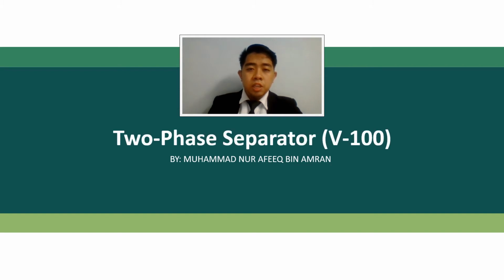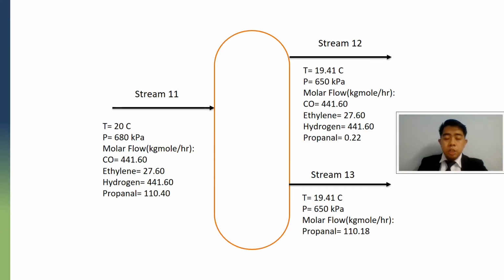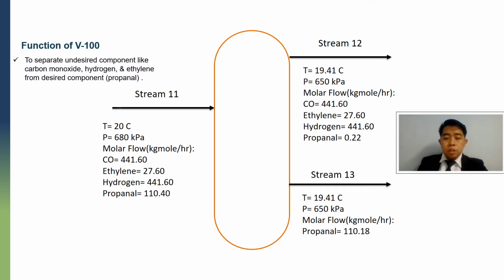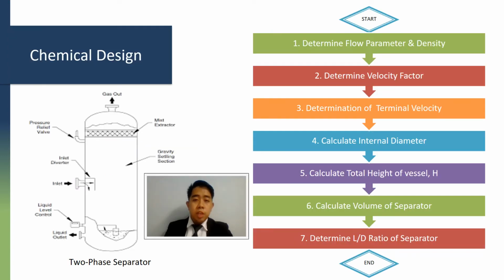Assalamualaikum and good morning. My name is Muhammad bin Amran and I'm going to present my design equipment, which is the two-phase separator V100. This is the basic diagram that shows the temperature, pressure and the molar flow of each stream in and out of the separator. The function of this separator is to separate the undesired components such as carbon monoxide, hydrogen, ethylene from the desired component, which is propanol. For the chemical design of the separator, there are several factors and parameters that we need to calculate. All of those factors and parameters are shown in the slide as follows.